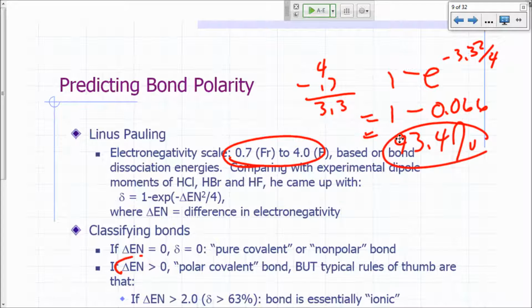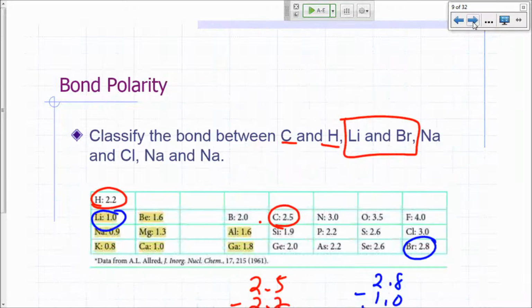So using this formula, you can't even get 100% ionic. There's really no theoretical basis for this formula. He just used it to fit his experimental data. So you can just use that as a rough gauge as to whether or not you're dealing with something that's ionic, or covalent, nonpolar or polar.